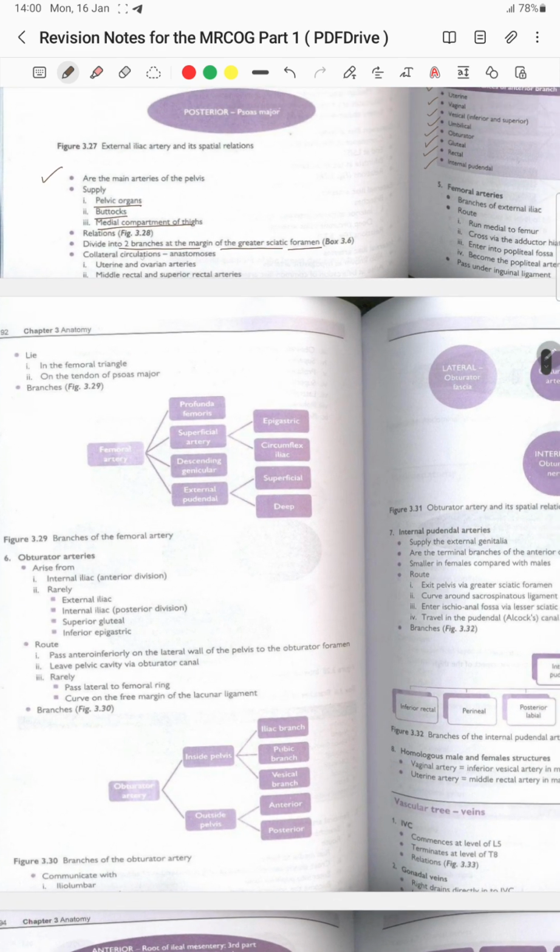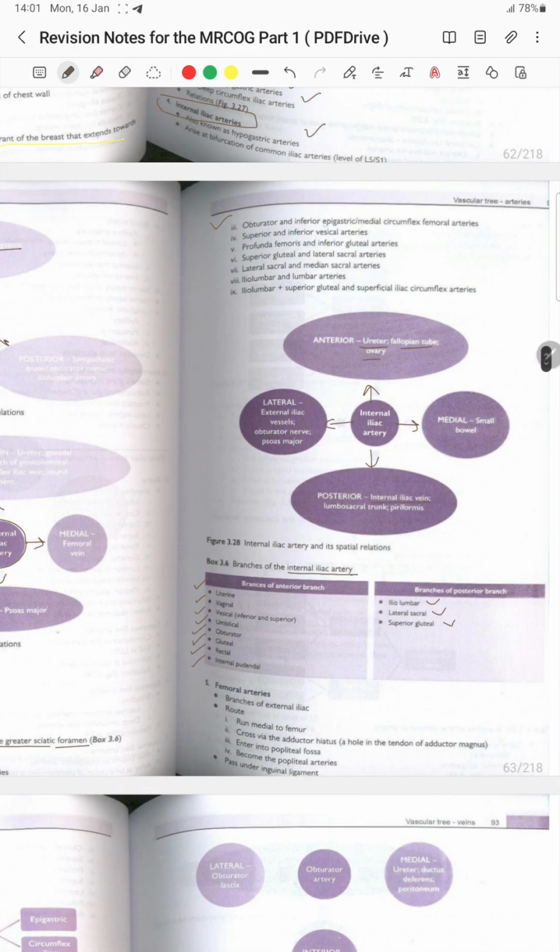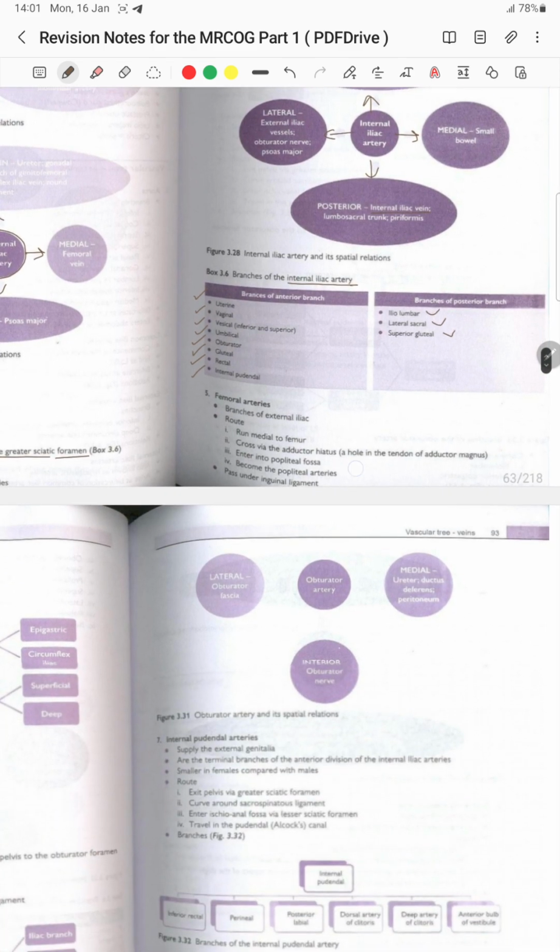And the collateral circulations and anastomosis occur at the uterine and ovarian arteries, and the middle rectal and the superior rectal arteries. It also occurs at the obturator and inferior epigastric, the medial circumflex femoral arteries, and the superior and inferior vesical arteries, and the profunda femoris and the inferior gluteal arteries. Superior gluteal and the lateral sacral arteries, the lateral sacral and the median sacral arteries, and the iliolumbar and lumbar arteries, and the iliolumbar and superior gluteal and the superficial iliac circumflex arteries.